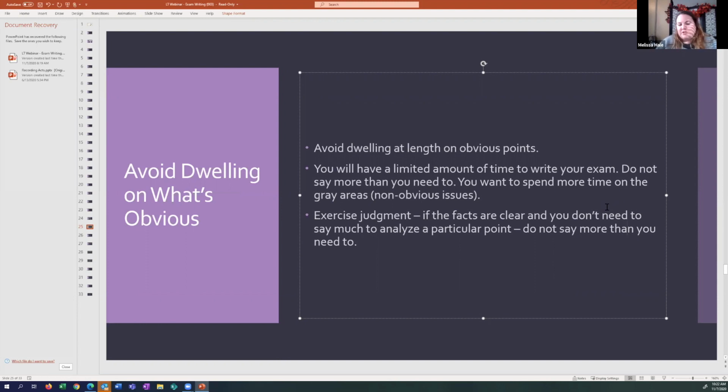Also, what Professor Shaw mentioned about how you weigh your issues and you make that judgment call. So many students come to me and they're so frustrated that I can't give them an always talk about this or never talk about this, almost like a checklist to use. But that's what you're learning in law school.